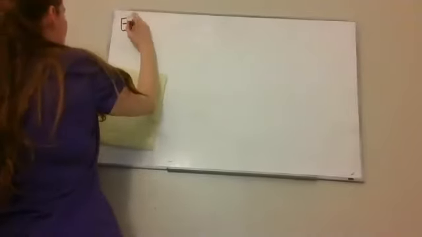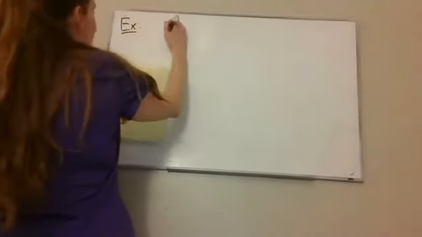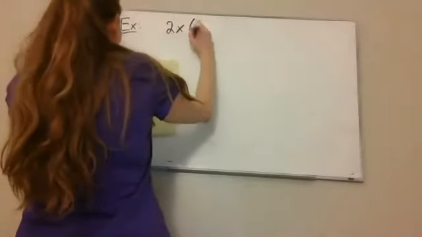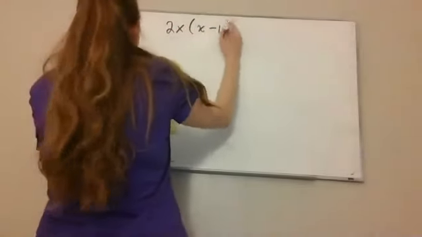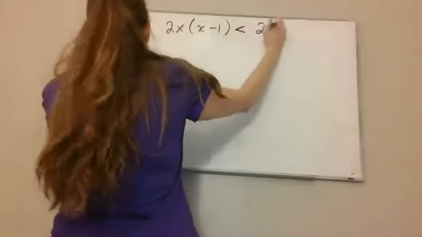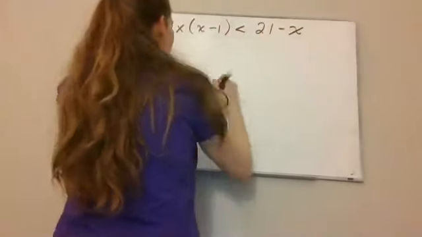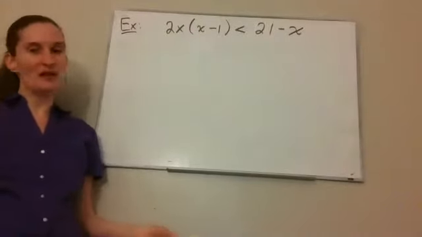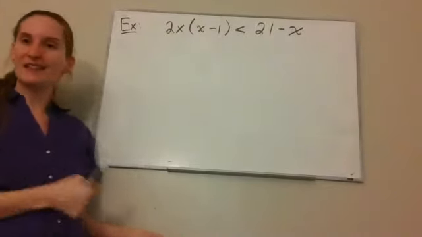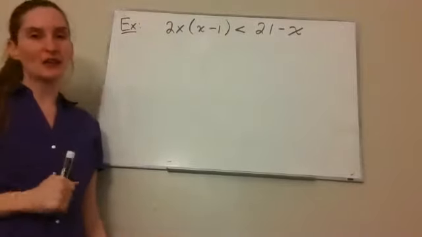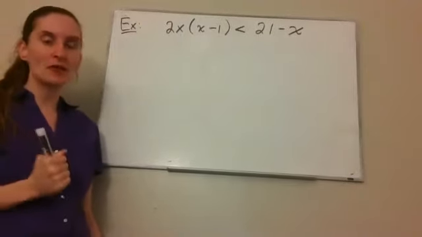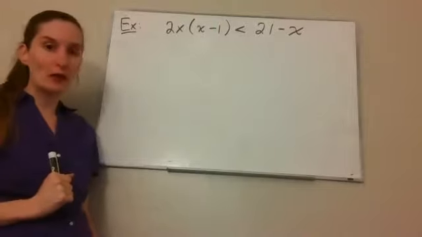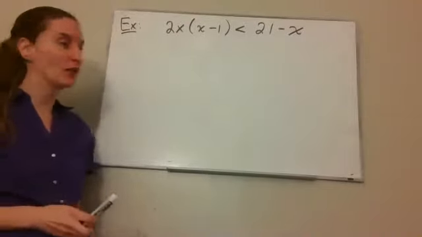So example, let's solve 2x times x minus 1 is less than 21 minus x. And now the first thing I'm going to point out is this is a polynomial somewhere, and there is an inequality, but it's not in the correct form yet. We need to rewrite this so that we have a 0 on one side of this inequality.